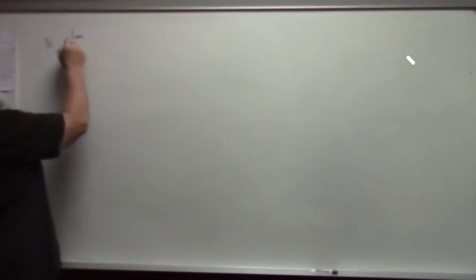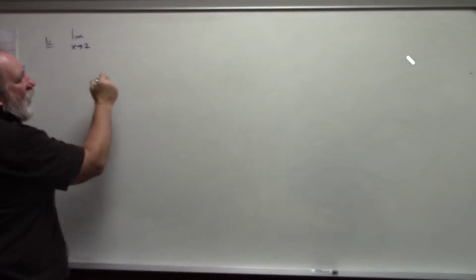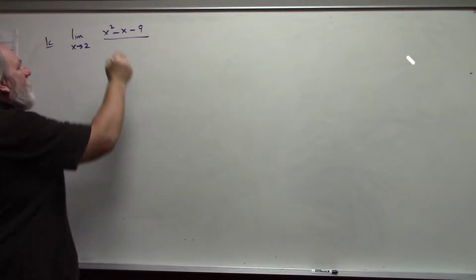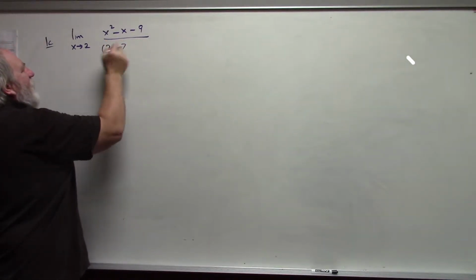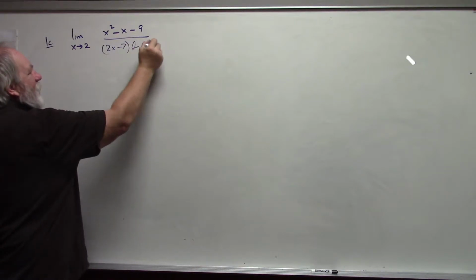My first example is example 1C from the worked out homework problems, and it is in the infinite limit section. Limit as x approaches 2 of x squared minus x minus 9 over 2x minus 7 times the natural log of x minus 1.